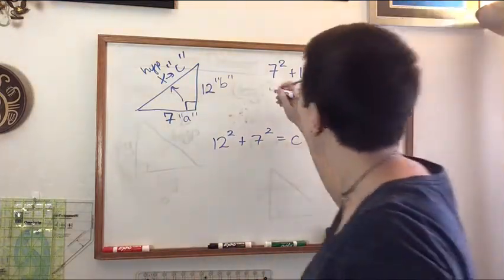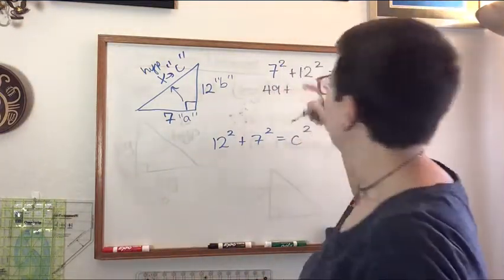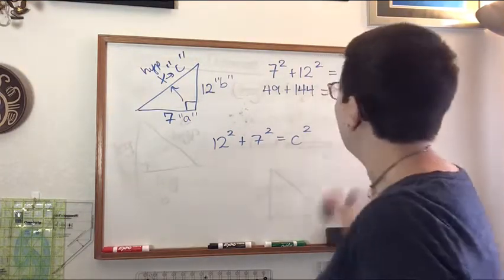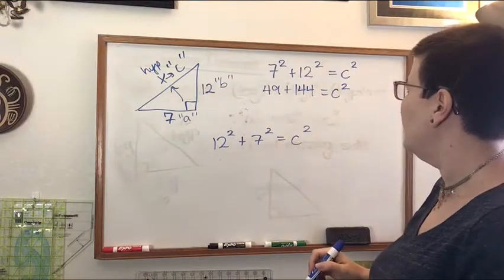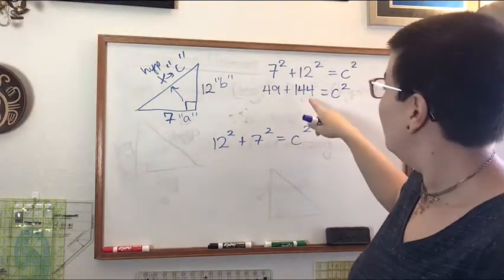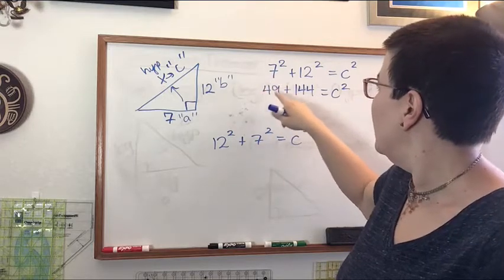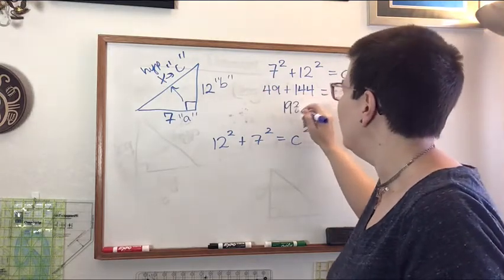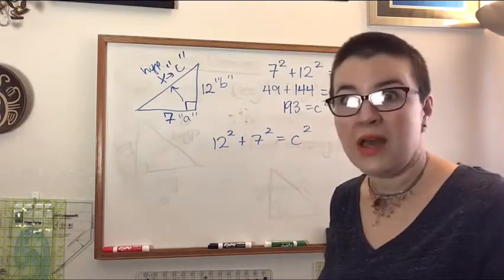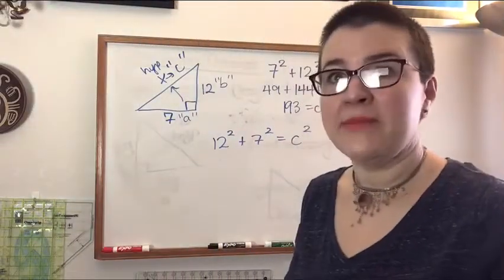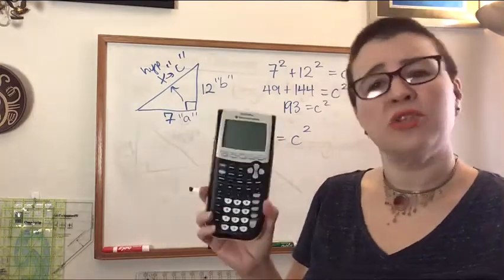All right, 7 squared is 49. 12 squared is 144. That equals c squared. 144 plus 49. 144 plus 9 would be 153, 63, 73, 83, 93. Now, I haven't been doing math like that in a long time. So because I don't want you to be ashamed and because it's totally okay to do it, I'm going to double check myself on a calculator.